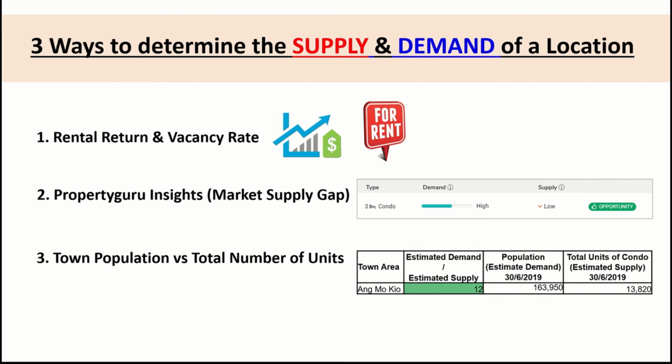Number 3. The data for the total number of population and total units of condo in every single subzone of Singapore. I determine the population as demand and the total units of condo as supply. If the demand over supply is very high, it could be an indicator of undersupply in that location. However, this method only works well for the HDB estates. We cannot apply this method for the central region because mostly are private properties.